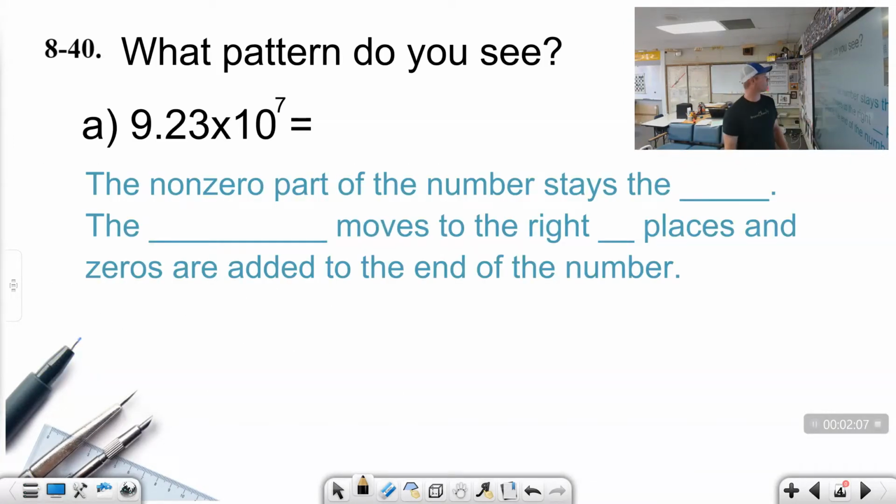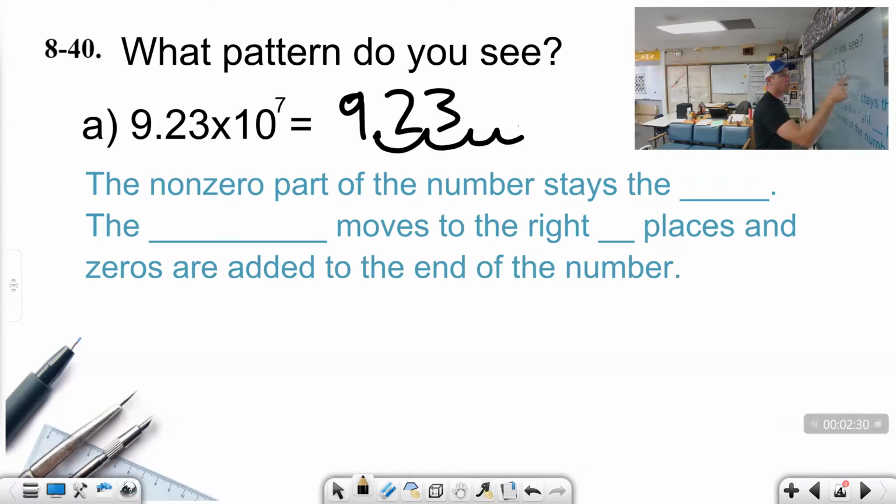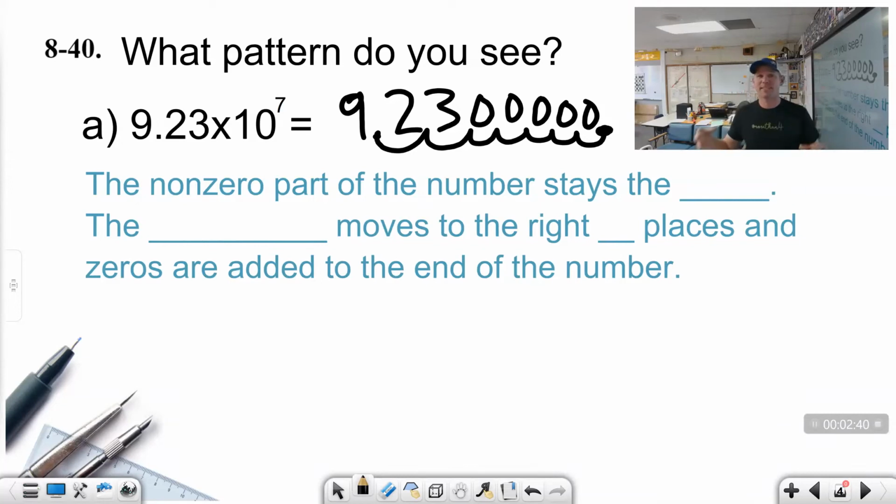So in problem 8-40, using that pattern, how many times can I move that decimal? Well, as I write this problem, I'm going to write 9.23, and I'm going to move that decimal 7 times. So I'm going to take my pencil on that decimal, move it once, twice, 3, 4, 5, 6, and 7. And I fill in with zeros. Okay? This is problem letter A. This is based on the pattern that you just noticed.